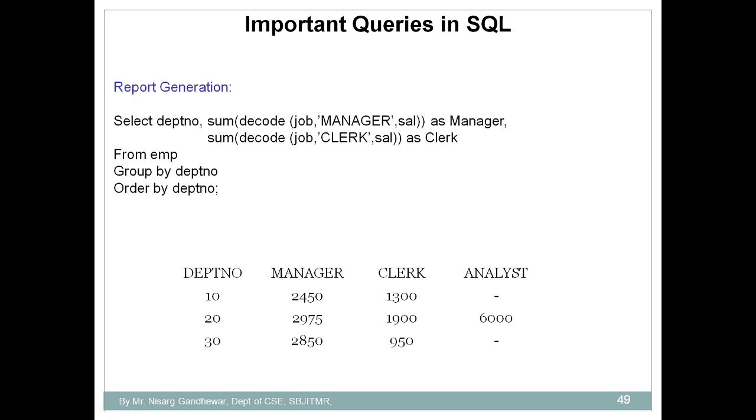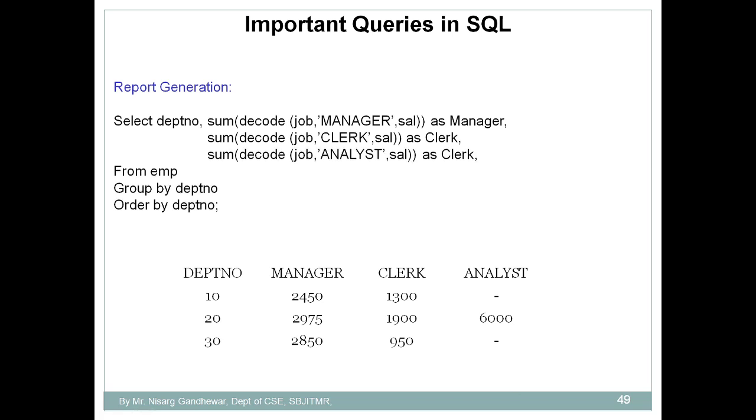Just wait for 1 minute. Here one row is missing, that is the decode statement for analyst. Now you can see over here I have written 3 decode statements. One is for manager, second is for clerk, and third is for analyst. Suppose job equals manager, then it returns the salary, so it will add. So 2450 is the addition of salary of all employees whose designation is manager. Similarly it works for clerk and for analyst.